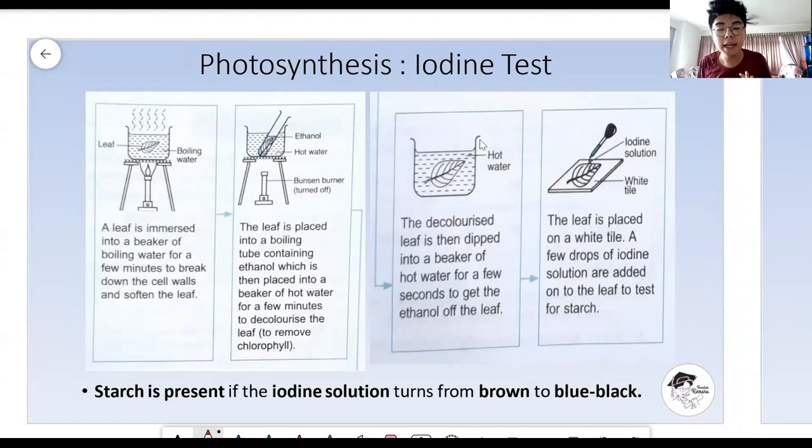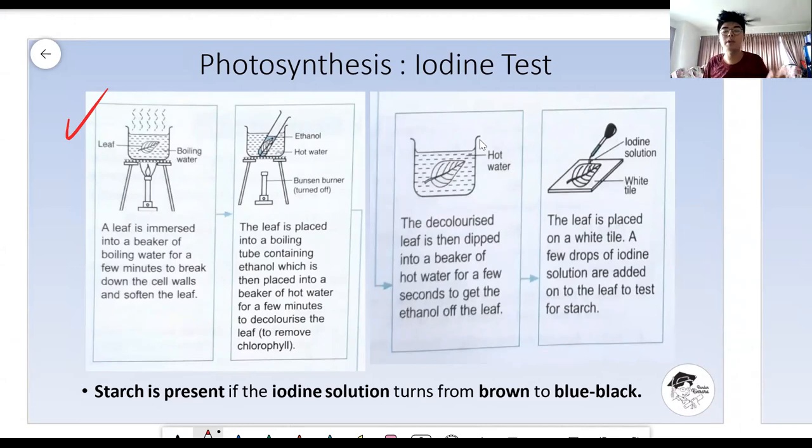What happens is, the leaf you will put in the beaker of boiling water. Why? Because you want to break down the cell wall. Remember, the plant cell has a very strong cell wall. So for us to go inside this leaf, we need to break down the cell wall. We make the leaf softer, lembutkan daun, using the boiling water.